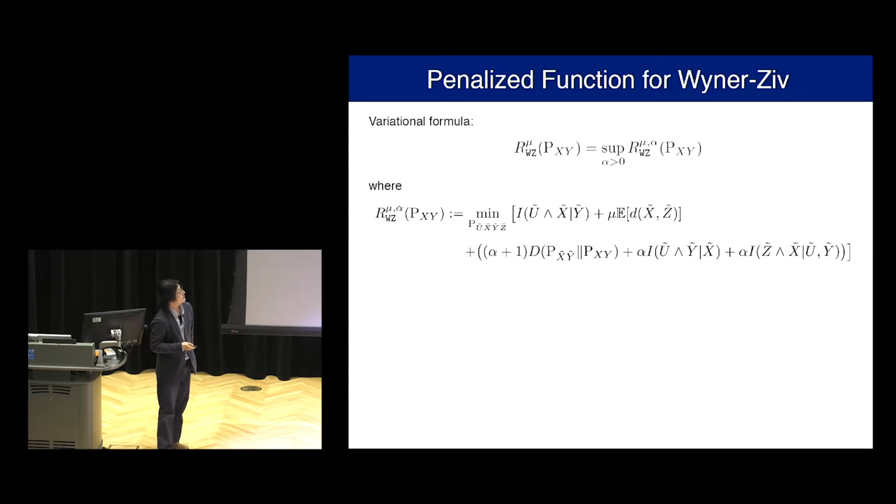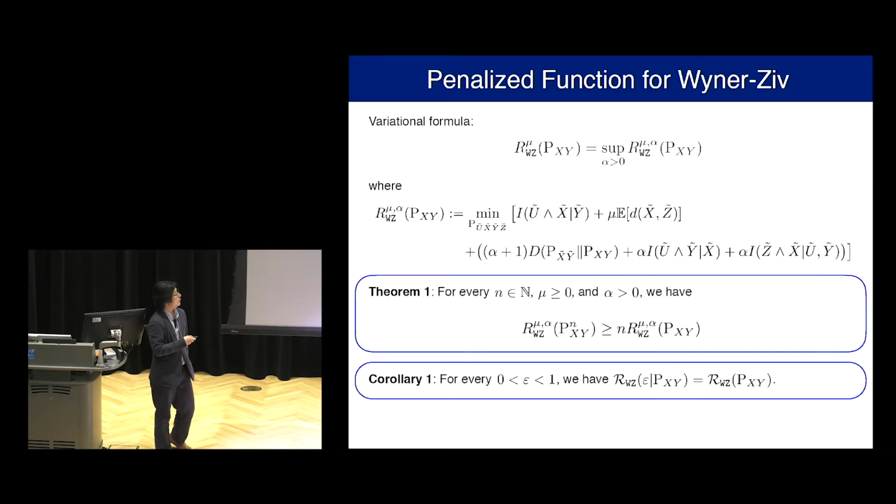And when we prove the strong converse, we introduce this kind of penalized formula by introducing a penalty describing the Markov constraint and also a penalty describing the distribution. And then we first prove superadditivity of this penalized function. And then using this claim, we can easily show the strong converse for the Wyner-Ziv problem.